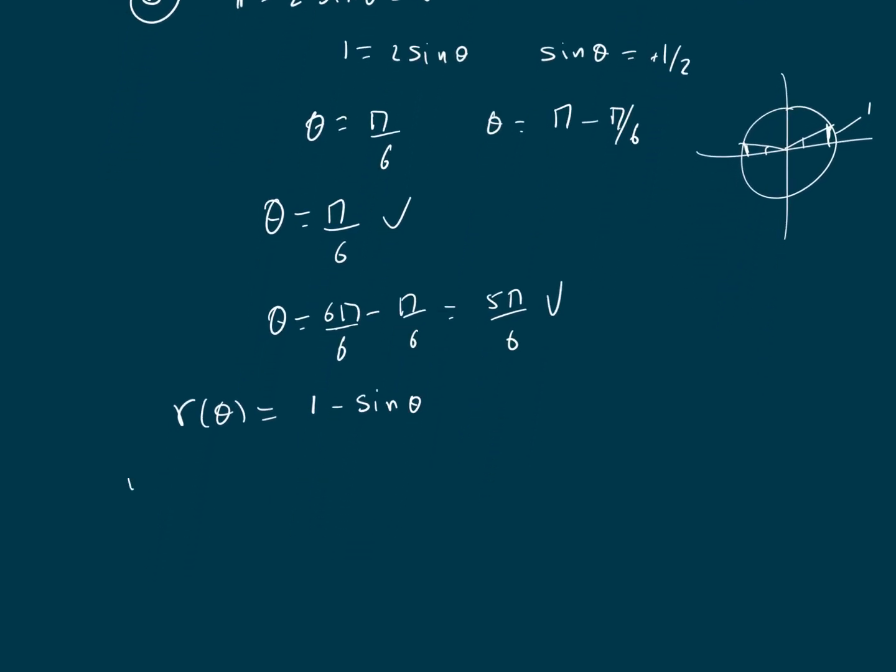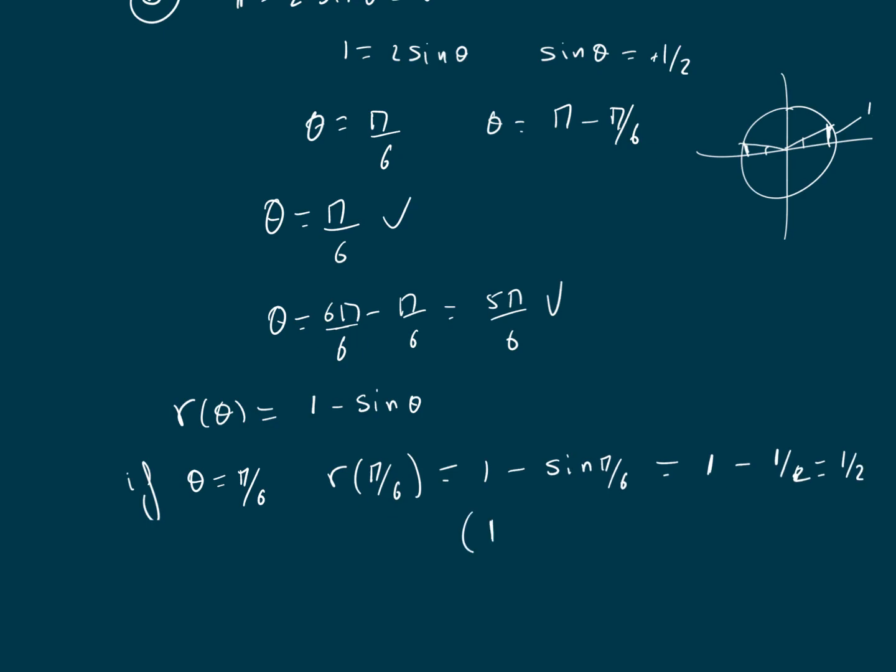So if theta equals pi divided by 6, r of pi divided by 6 is 1 minus sine of pi divided by 6, which equals 1 minus 1 half, equal to 1 half. So the point is r is 1 half, theta equals pi divided by 6.